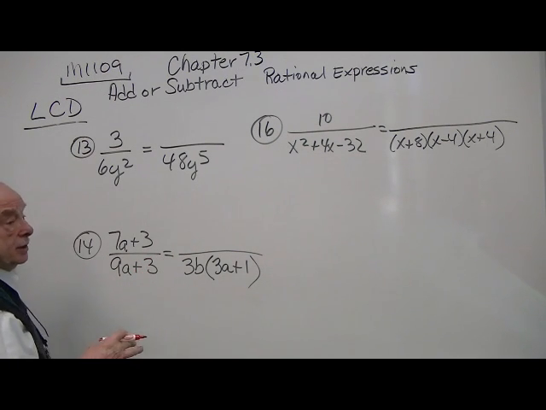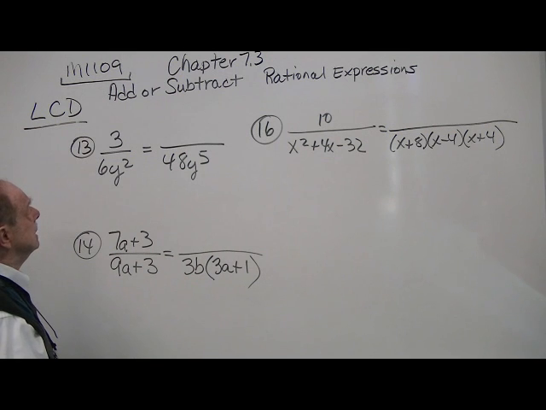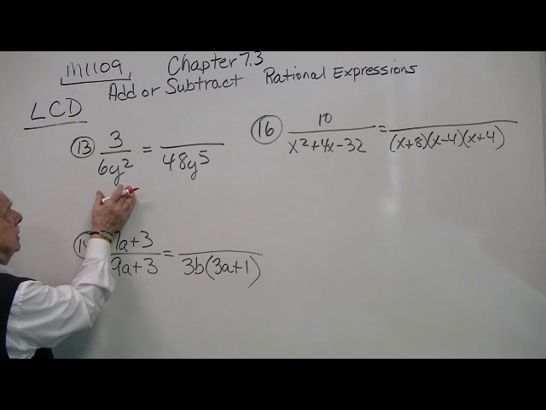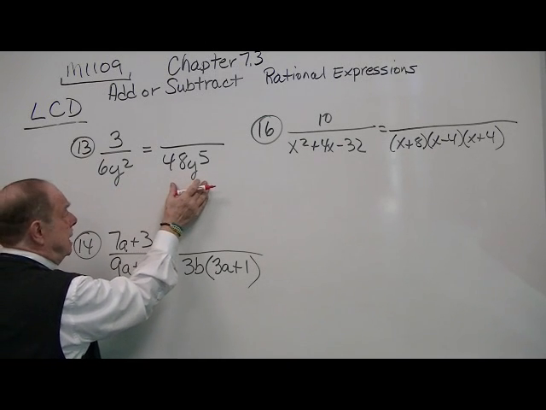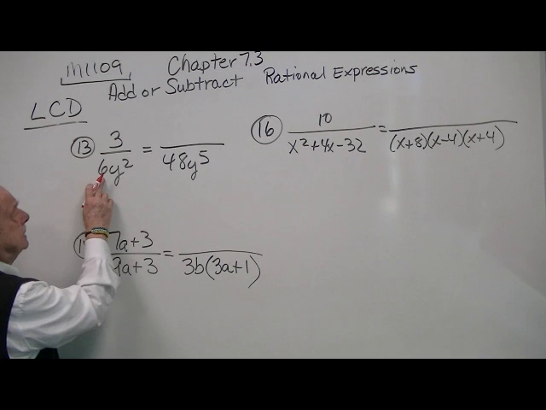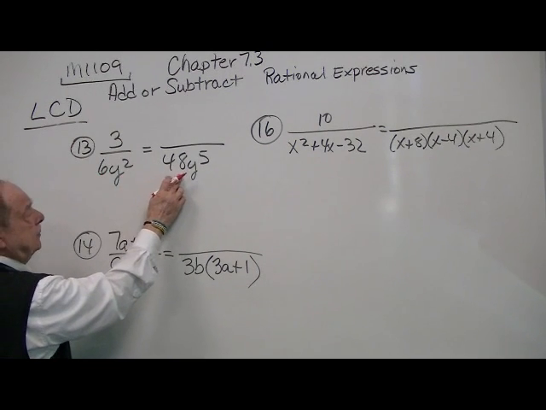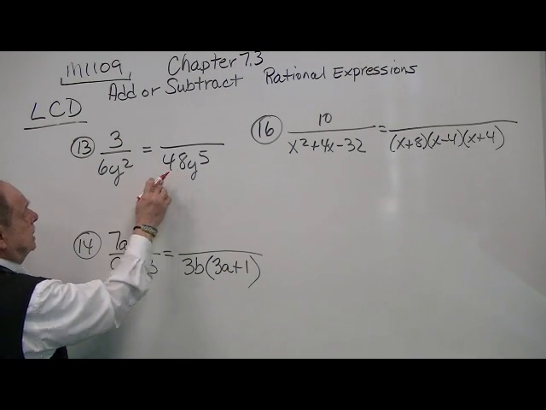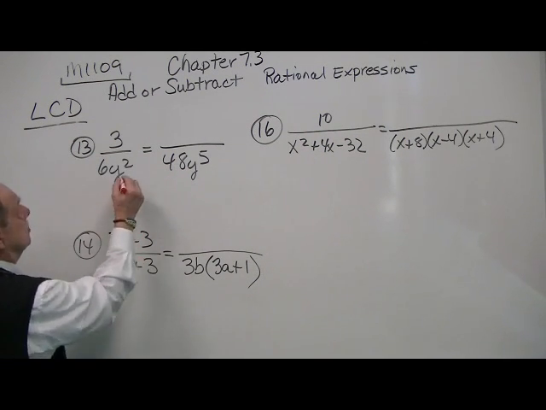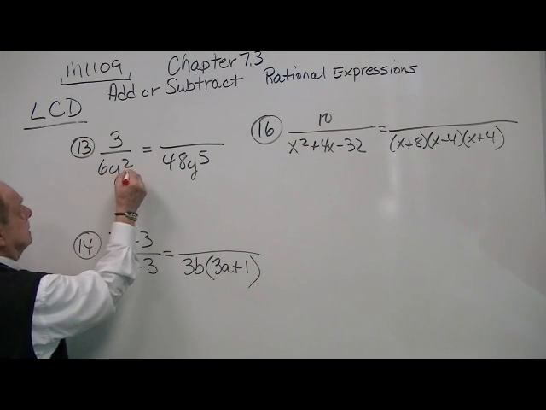So I thought we were going to go into the actual addition and subtraction, but they're going to give us a little more practice. And what they're asking us to do here is to make this denominator into this denominator. And the strategy is, what do I have to do to that 6 to make it a 48? And the answer is multiply it by an 8.